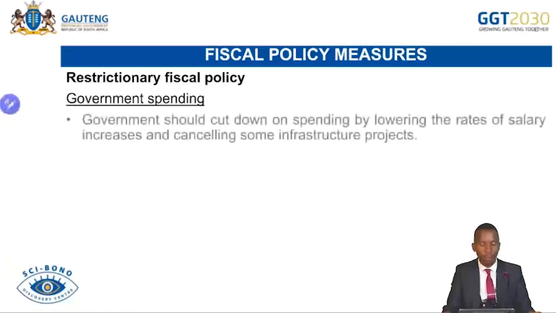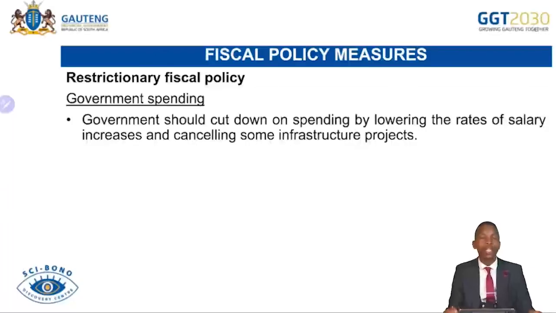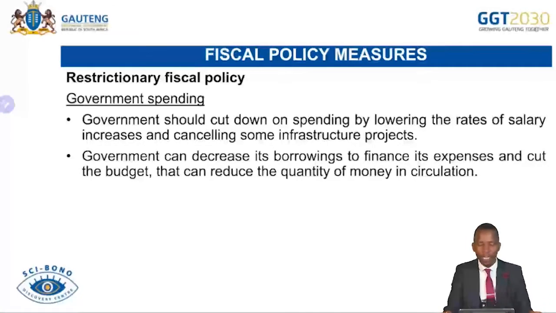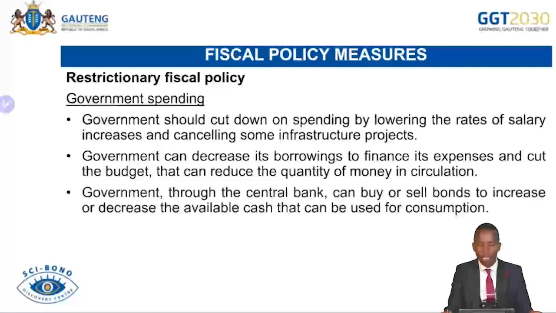Government spending. Government should cut down spending by lowering the rates of salary increases and cancelling some infrastructure projects, which will lead to less demand and less income available in the economy. Government can decrease its borrowing to finance expenses and its budget, and cut the budget. That can reduce the quantity of money in circulation, which will lead to less demand in the economy. Government, through the central bank, can buy or sell bonds to increase or decrease the available cash that can be used for consumption.